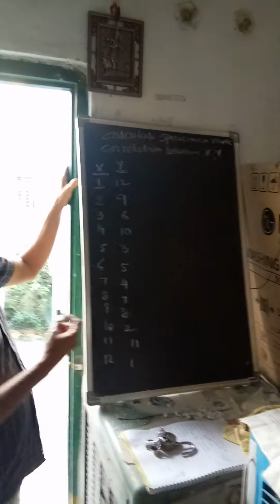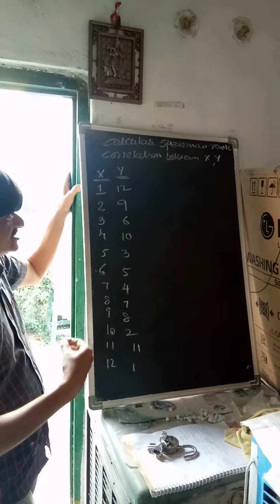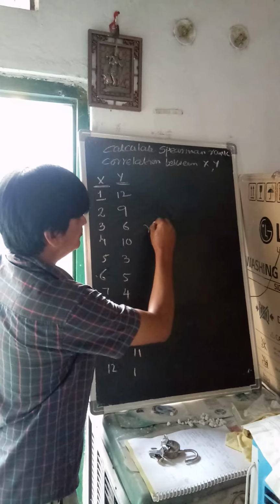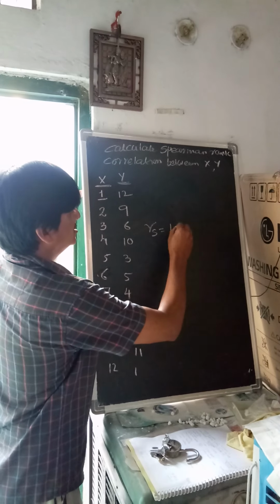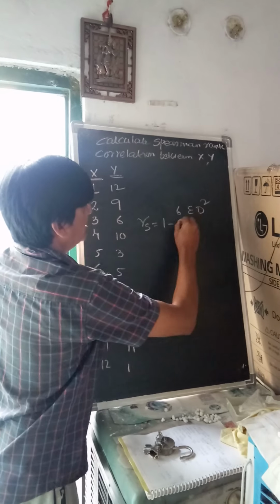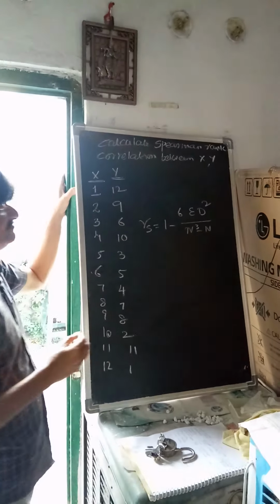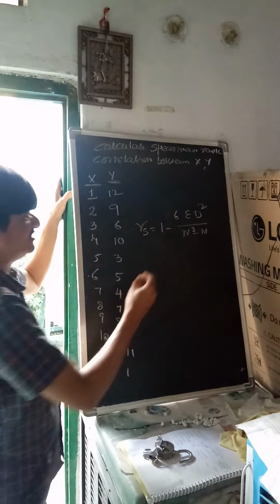For calculation of Spearman rank correlation, where no rank is repeated, the formula is Rs = 1 minus 6 sigma d square by n cube minus n. I repeat, 1 minus 6 sigma d square by n cube minus n.